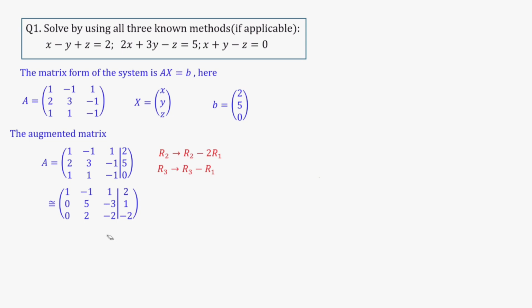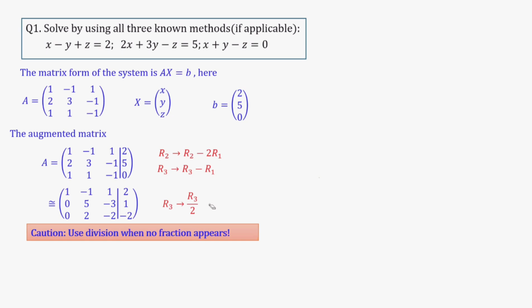So now in this case, what operations can we do? What we did here: R3 is R3 over 2, because this 2 is common for everyone. Therefore, we will not have any fraction. So try to avoid operations where fractions will appear, because that will make the calculation more complicated. So we divided R3 as R3 over 2, and then we will have it in this form.